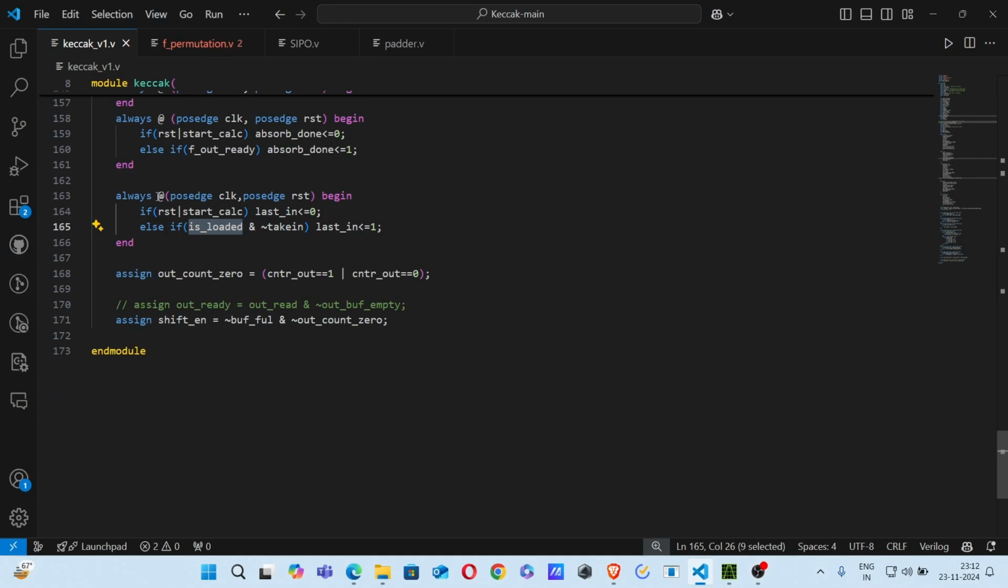So then we come to this always block. Last in is defined here. Last in is used to say that the CPO has been loaded and not taken, which means that the inputs have been exhausted and absorbing this round will be the last round of absorb essentially. So last in will be one and this will be sent to F permutation. This signal was required for certain operations and timing issues in the F permutation.